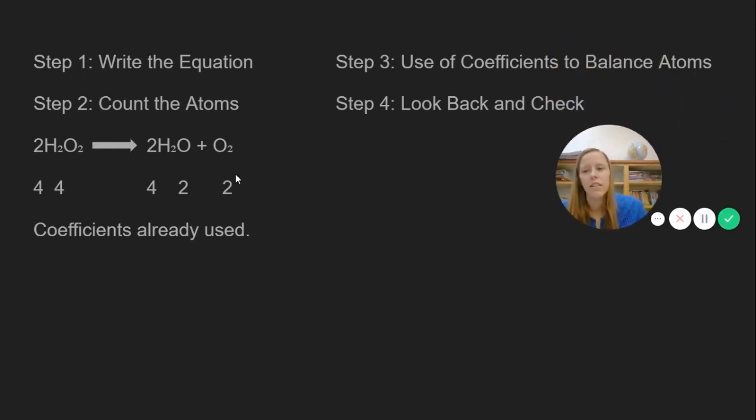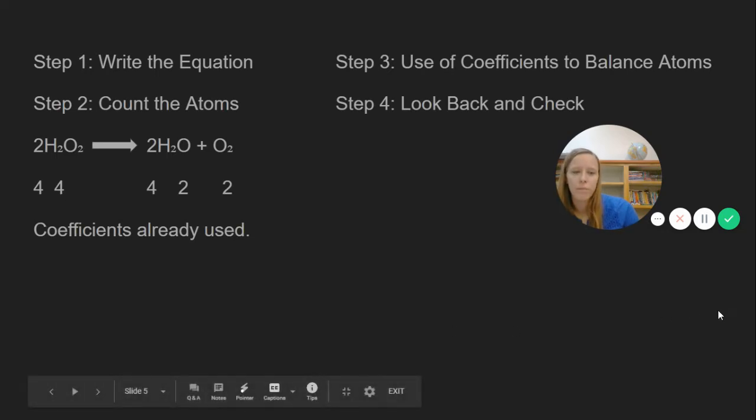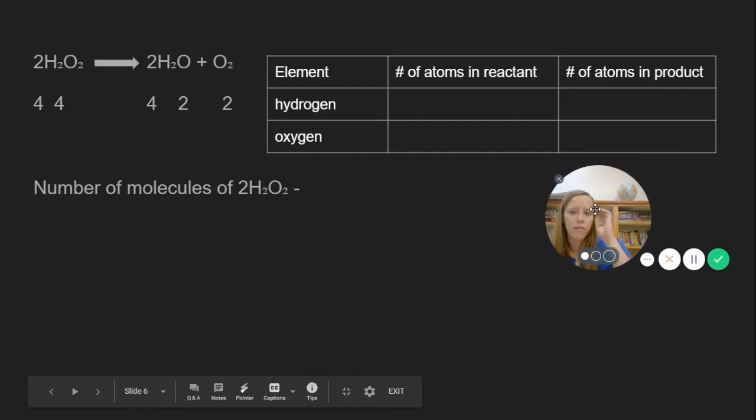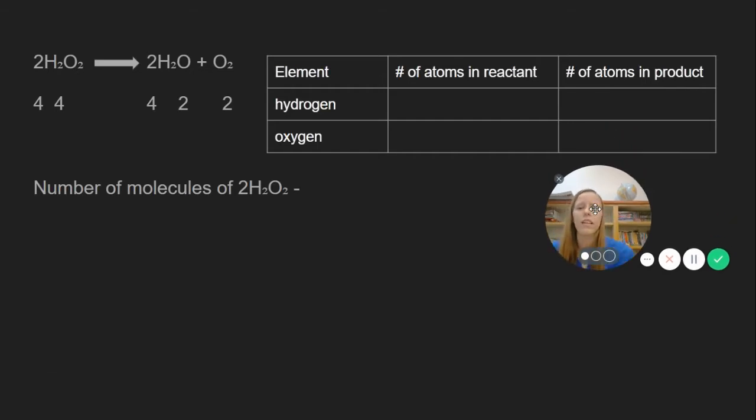So we have this. We have coefficients already been used. So now if we add together, we have 2 and 2 of the O's, which is 4, which then equals what's on the other side. Okay? Now we're going to look at breaking them down for molecules.